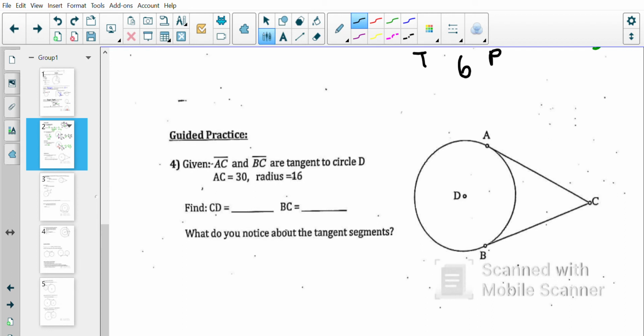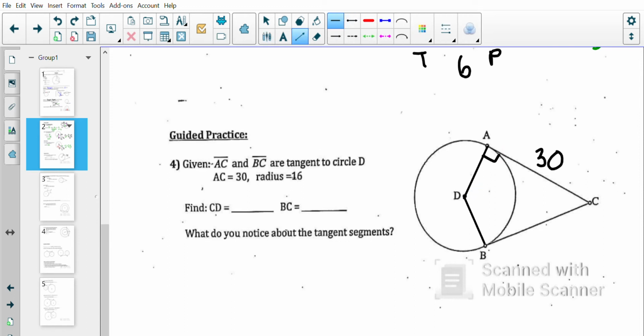We have AC and BC are tangents to circle D. AC is 30, and the radius is 16. So what am I going to do? Well, I'm going to actually draw in 2 radii. I'm going to draw a radius from D to A. And what does that make? That makes a right angle. I'm going to draw in another radius from D to B. That makes a right angle. We know these are both 16 units long.